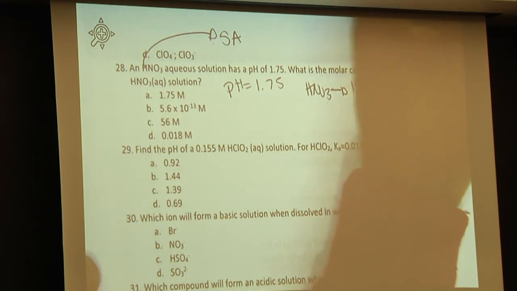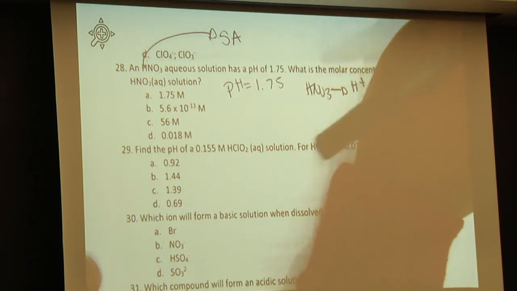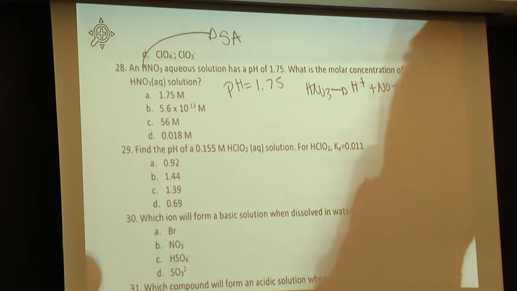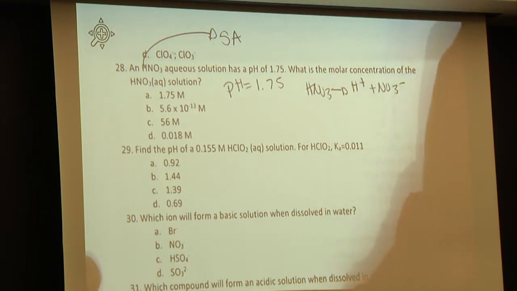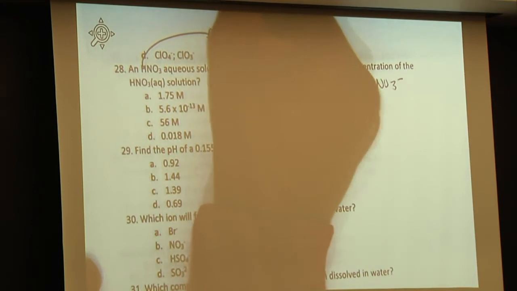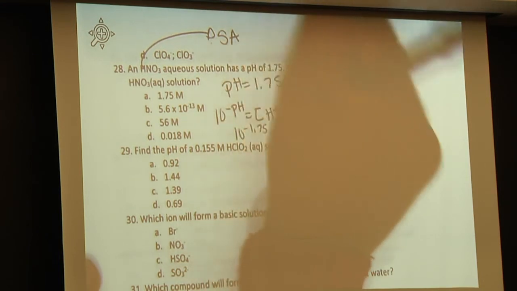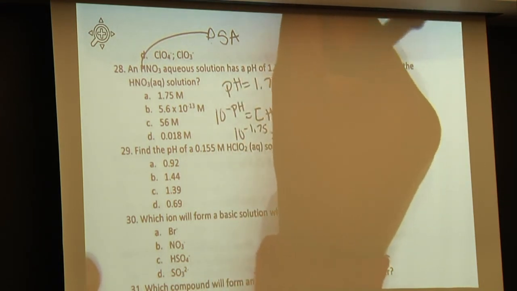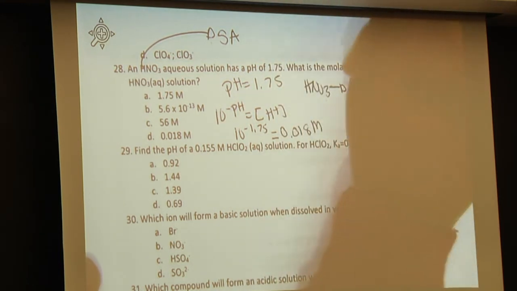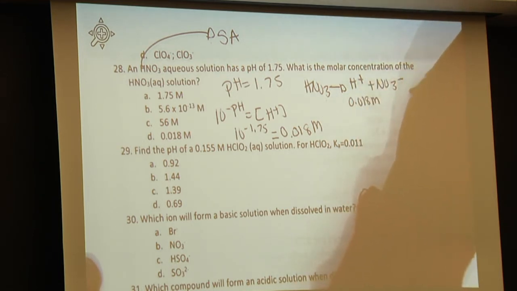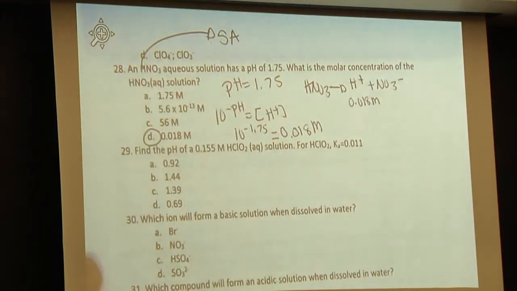Yes, they completely dissociate. So you have H plus and NO3 minus. All of these are in a 1-to-1-to-1 ratio, so whatever H plus is, NO3 minus is, and whatever NO3 minus is, HNO3 is. So all we have to do is solve for H plus, because they gave us the pH. 10 to the negative pH gives us the concentration of H plus. So 10 to the negative 1.75 would be 0.018 molar. That would be the concentration for H plus, for NO3 minus, and also for HNO3. So the answer should be D.